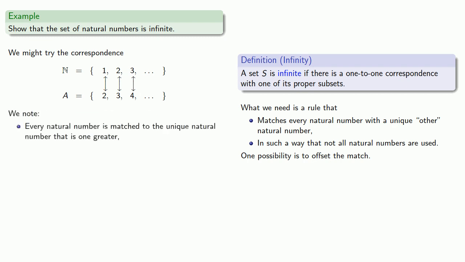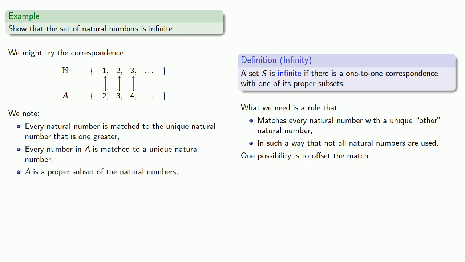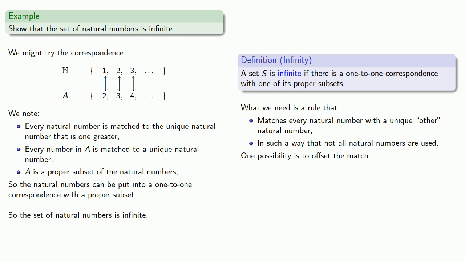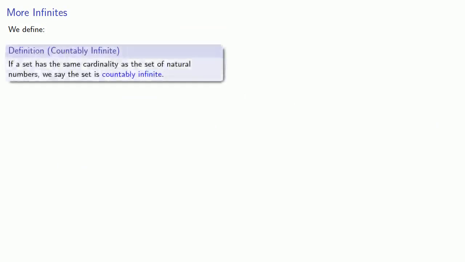And we see that every natural number is matched to the unique natural number that is 1 greater. And every natural number is matched to a unique natural number in A. And A is a proper subset of the natural numbers because it doesn't include 1. And so the natural numbers can be put in a one-to-one correspondence with a proper subset, so the set of natural numbers is infinite. Let's add in one more idea. We define countably infinite. If a set has the same cardinality as the set of natural numbers, we say the set is countably infinite.